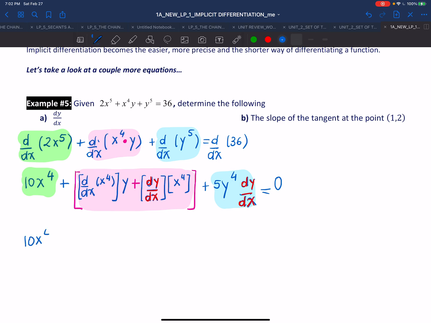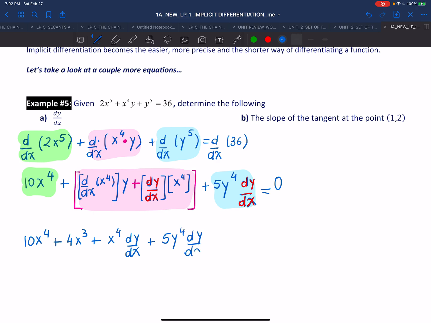So 10x to the power of 4. And then plus d dx of x to the power of 4 is 4x to the power of 3. Plus, and this term here, I'm going to write it as x to the 4 dy dx. So I'll write x to the 4 first, so I won't have to use too many brackets. Because if it is after it, you don't want to write x to the 4 because without brackets, you won't know if they're connected to each other. And then plus 5y to the power of 4 dy dx.